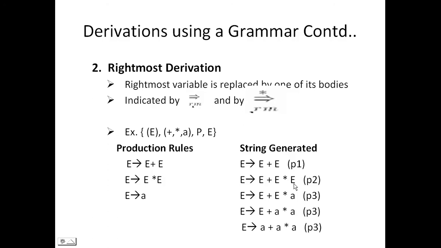Right? Now focus on the rightmost variable available. Now this is the E available. Now we will be replacing E with a with the help of the third production rule, that is E gives a. So we will get E gives E plus E into a.